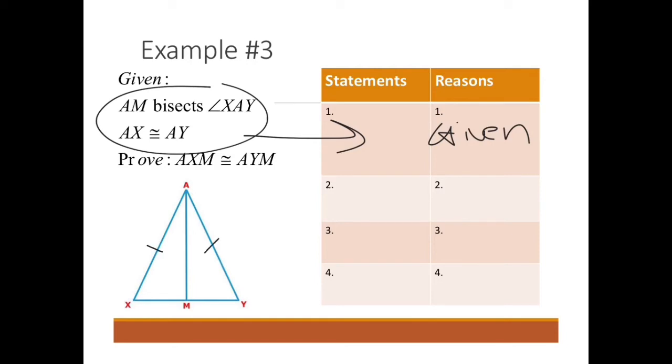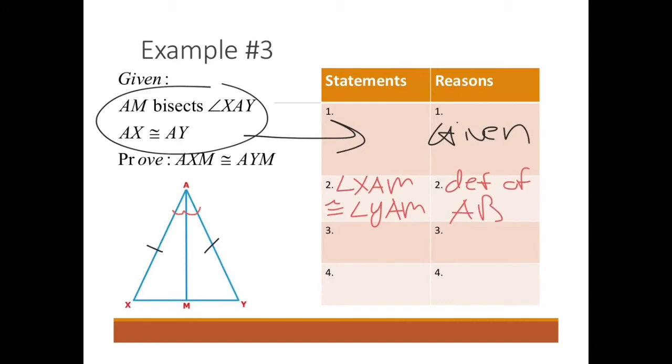Alright, now I have my angle bisector. I know that angle XAY is cut in two, and XAY is going to be this top angle up here. And because it's bisected, it creates two congruent angles, one on each side. So we have angle on the left and angle on the right. So for our next statement, we need to name them. Angle XAM is congruent to angle YAM. And the reason for this is going to be definition of angle bisector. And we can abbreviate angle bisector with AB.